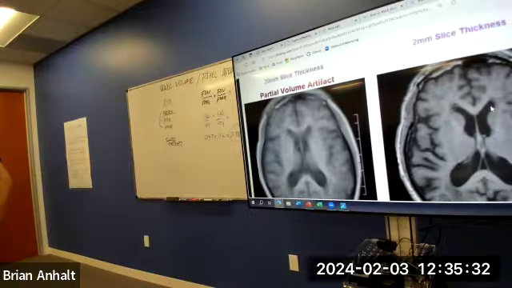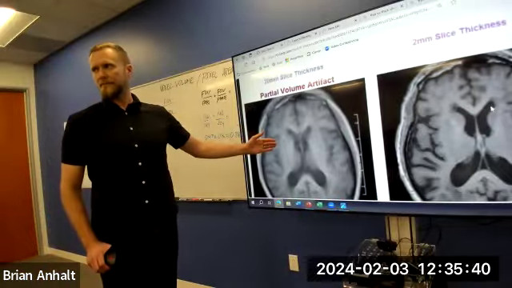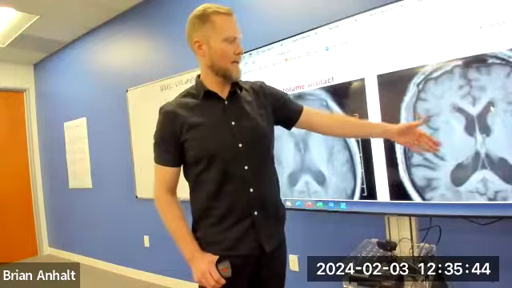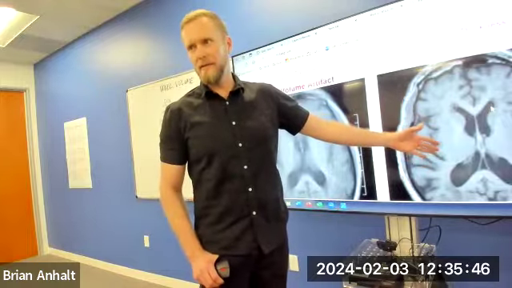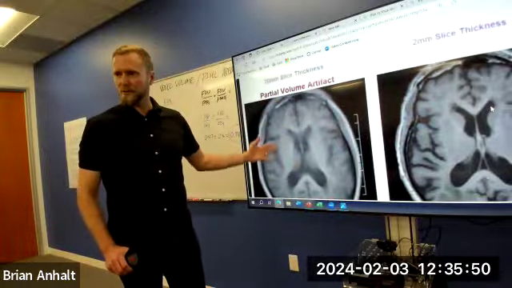Which one has better SNR though? The one on the left, but this is not diagnostic. You would never do a 20 millimeter slice in the brain. Right? Much higher diagnostic quality here. It has plenty of SNR anyway, even though this one's going to have more, but this is low resolution.